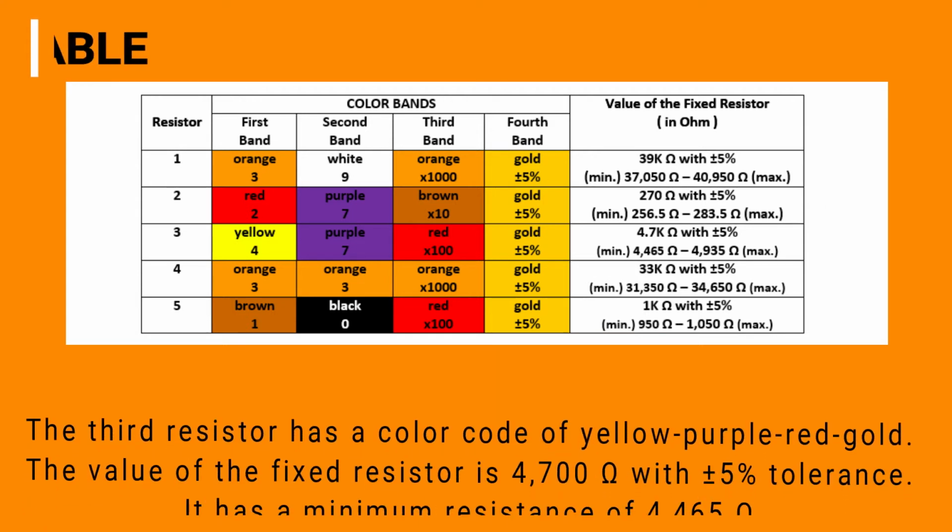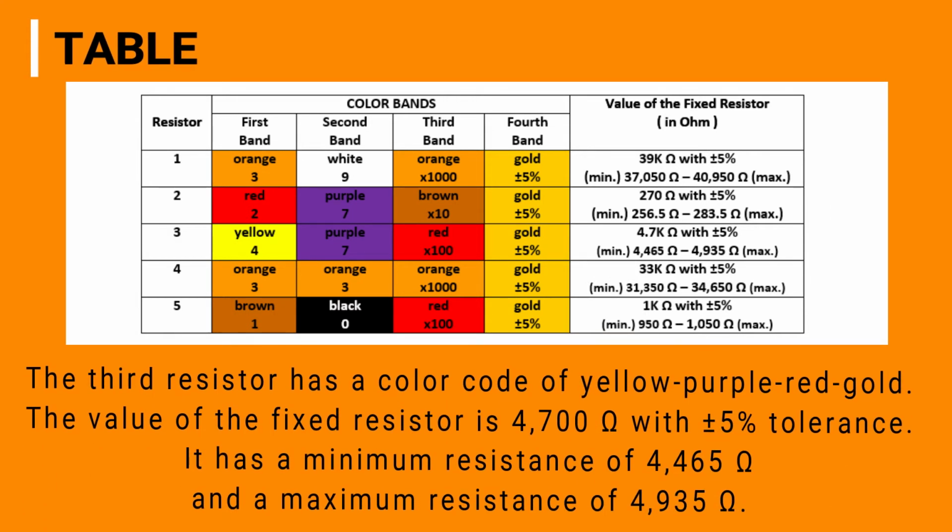The third resistor has a color code of yellow, purple, red, gold. The value of the fixed resistor is 4,700 with 5% tolerance. It has a minimum resistance of 4,465 and a maximum resistance of 4,935.